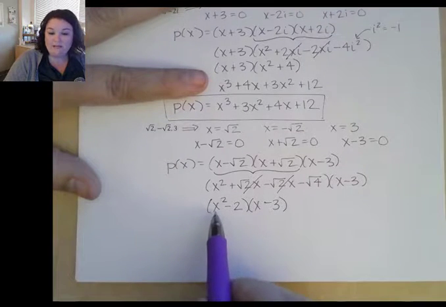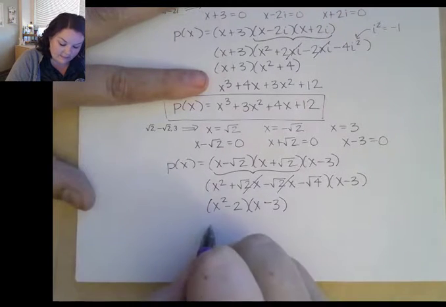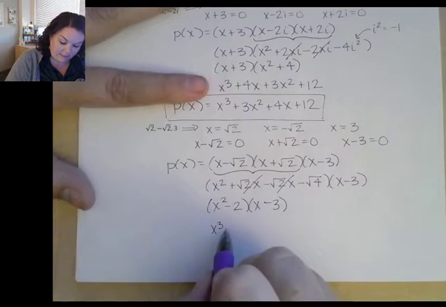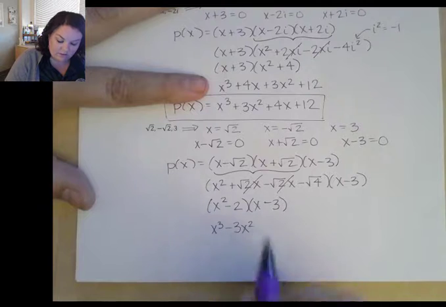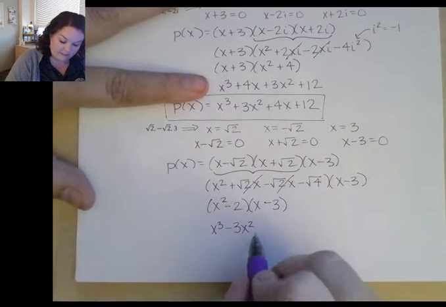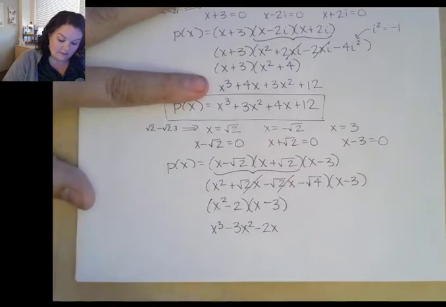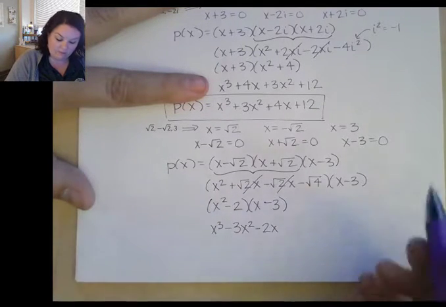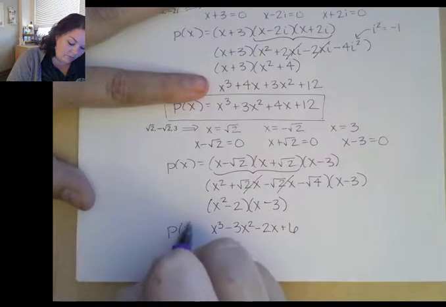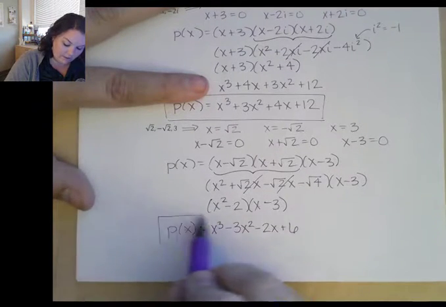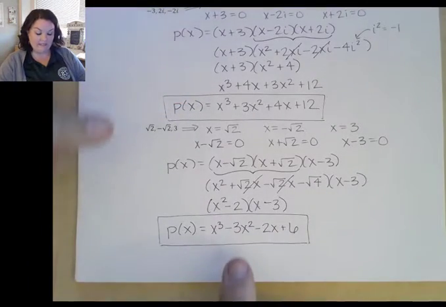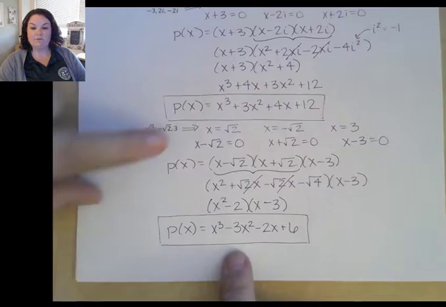When I distribute, my x squared times x is x cubed. X squared times negative 3 is negative 3x squared. Then I distribute my negative 2. Negative 2 times x is negative 2x. And negative 2 times negative 3 is positive 6. So we want to go ahead and label that with our polynomial function. And this is the polynomial function that would yield these three zeros.